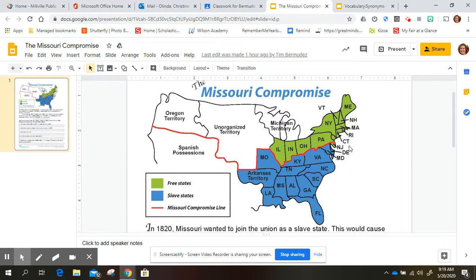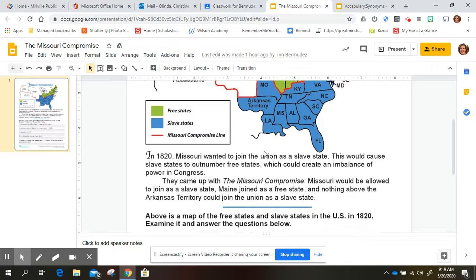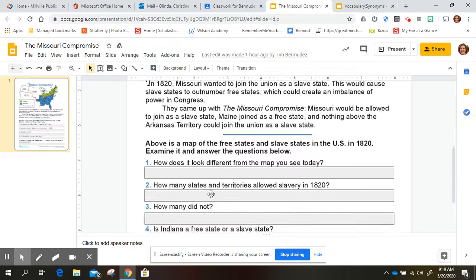All right, so here's New Jersey. We did not have slaves. Well, it looks like some of New Jersey might have had. I'm not really sure. It's kind of cut off here. Arkansas was not a state yet. It was a territory. Okay, so now we can take a look at the questions.